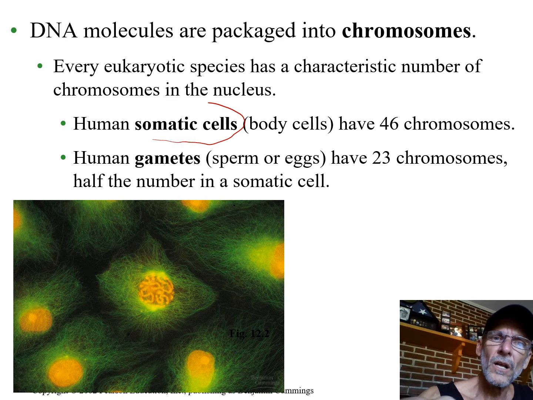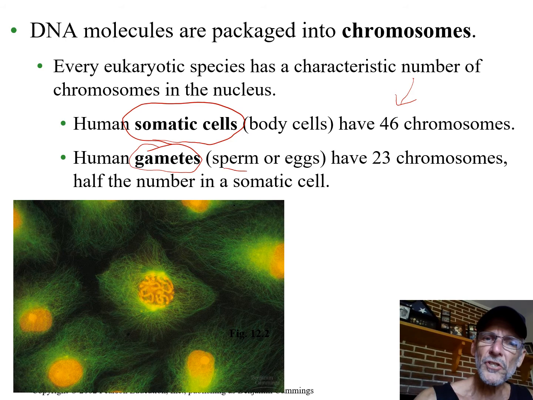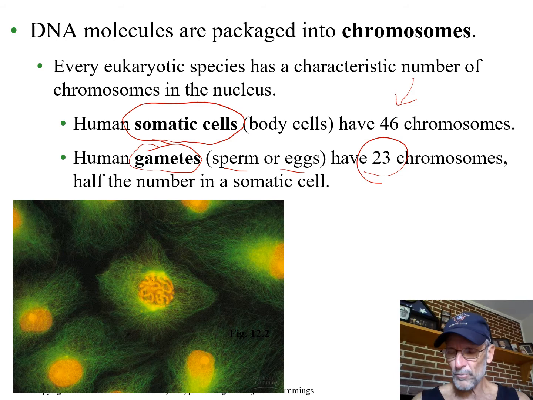Cells that are not directly involved in reproduction are called somatic cells. And if you're a human, like I think you are, right, you have 46 of those strands of DNA that we call a chromosome. Each chromosome is one strand of DNA, right? But if you're the kind of cell that's on its way to the next generation, a gamete, you have just half of those. We'll get more to, probably should have left this slide for later.